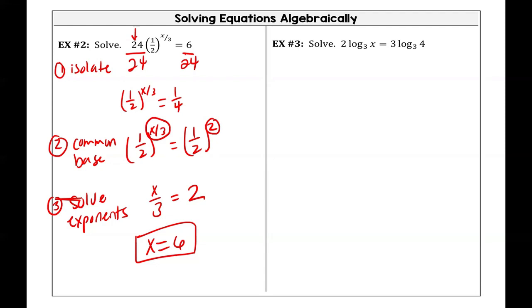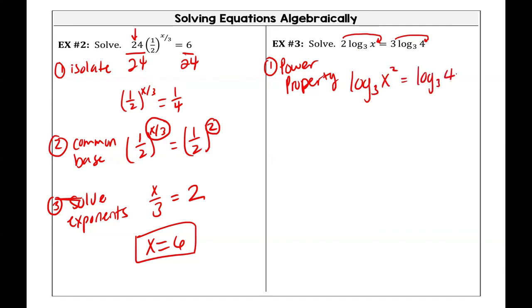All right. Now for the next one. For a log, first thing you want to do is make sure to apply the power property. So step 1 is to apply your power property. Power property says that my coefficients can become powers. So we have log base 3 x squared equals log base 3 4 to the third. Are you good? Are you with me?